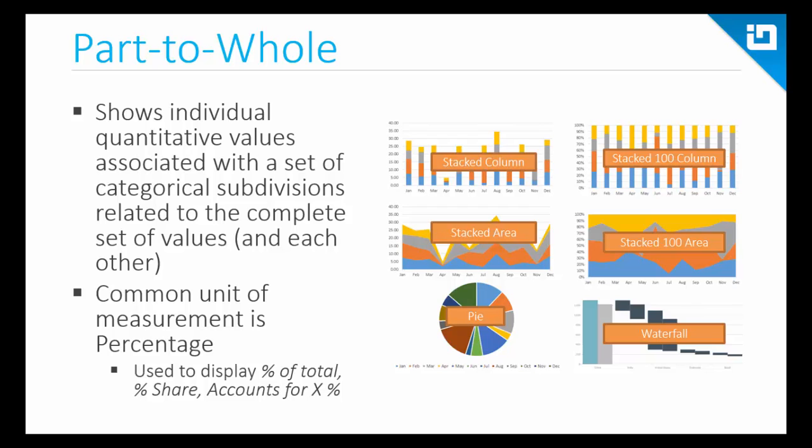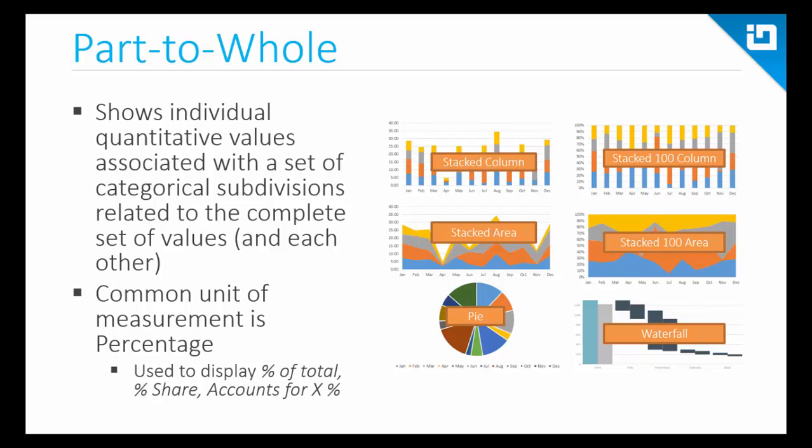So this could be a time series or any category series. It doesn't really matter. But it's going to come up in a stacked chart, a stacked area, stacked 100 area or column, a pie chart, or even a waterfall chart where I can actually see the variance in each data value across the distribution. So common units of measurement would be percentages, displaying percentage of total, the percentage of the share, something accounts for X percentage of something else.